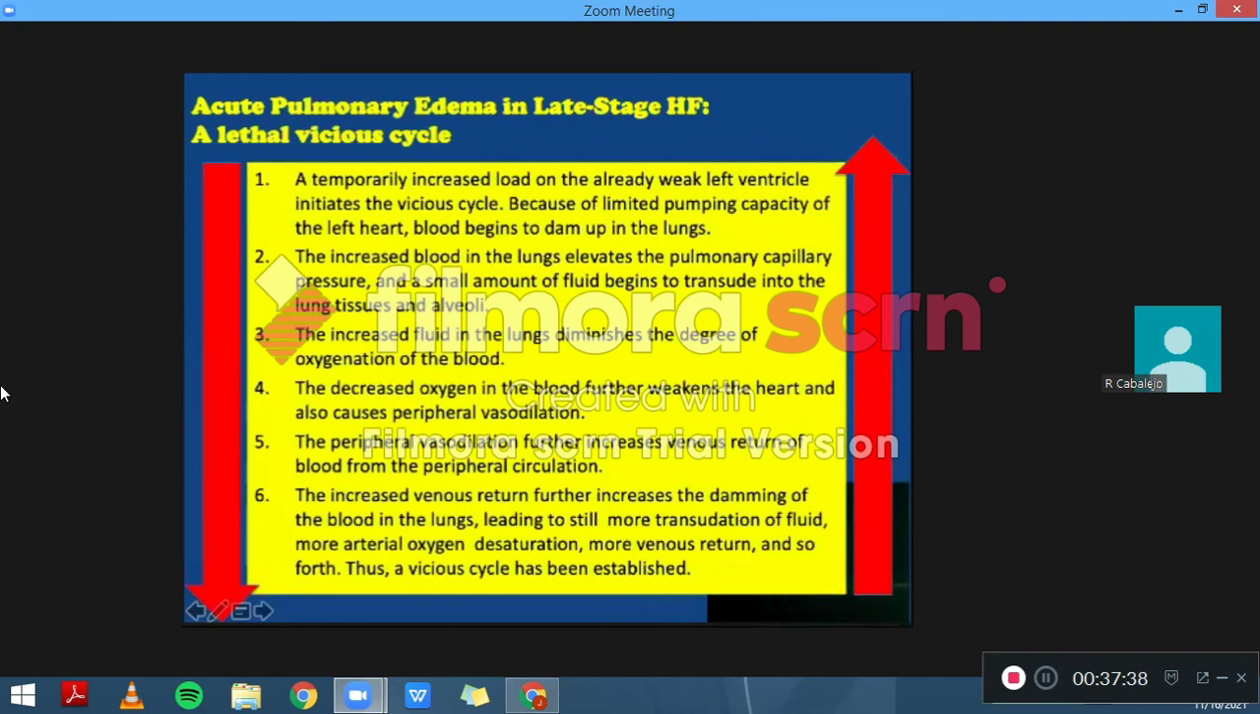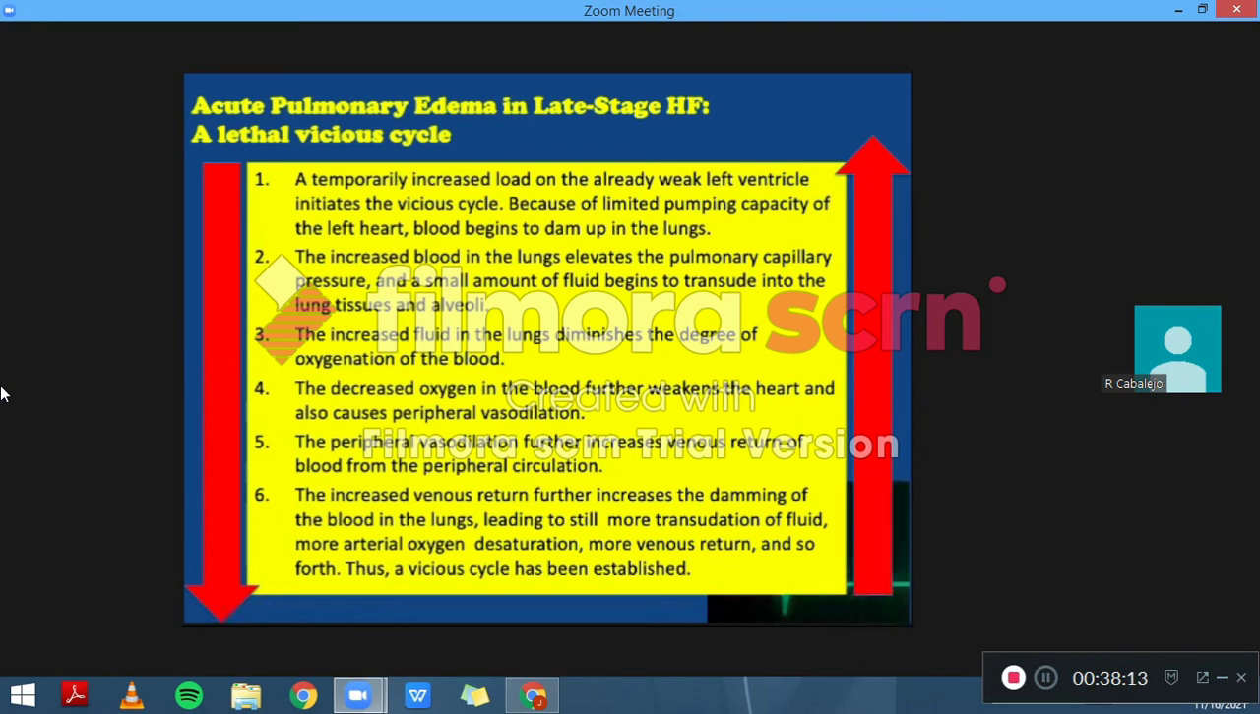The pulmonary edema in late stage or even in acute heart failure is a lethal positive feedback loop or a vicious cycle. So what happens? There is a temporarily increased load on the already weak LV, which initiates your vicious cycle. And because of the limited pumping capacity of your left heart, your blood begins to dam in your lungs. And then the increased blood in your lungs elevates your pulmonary capillary pressure, and a small amount of fluid then begins to transudate into the lung tissues and the alveoli.